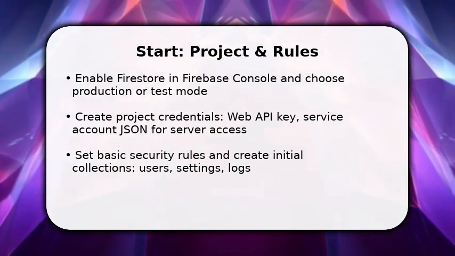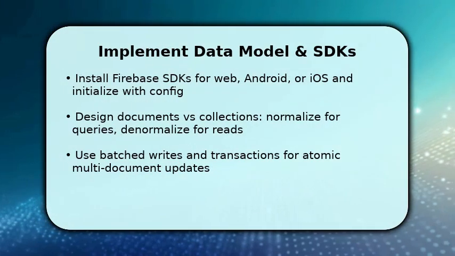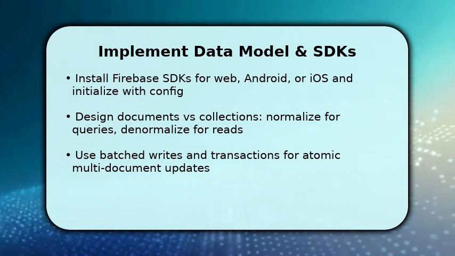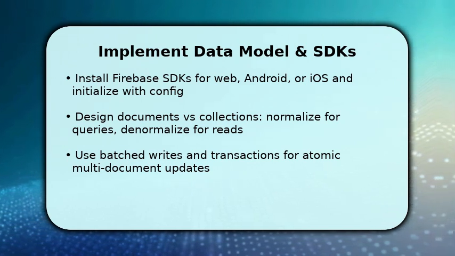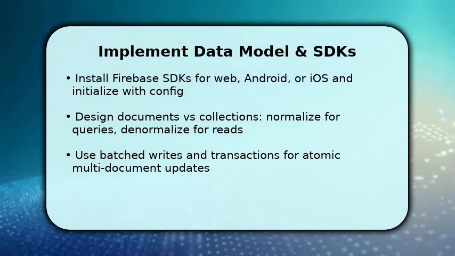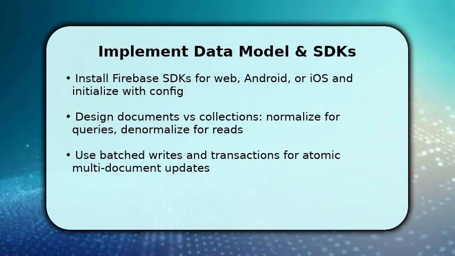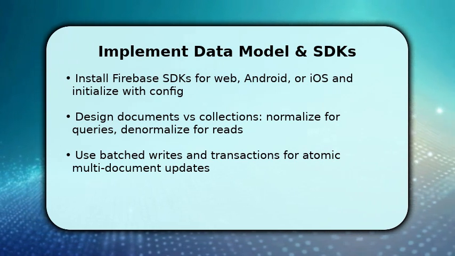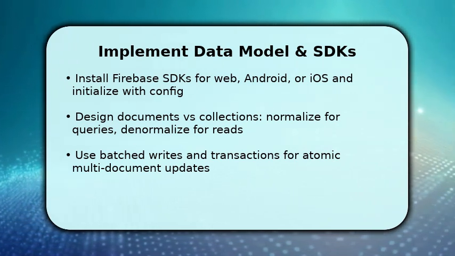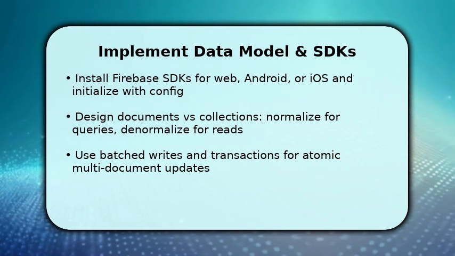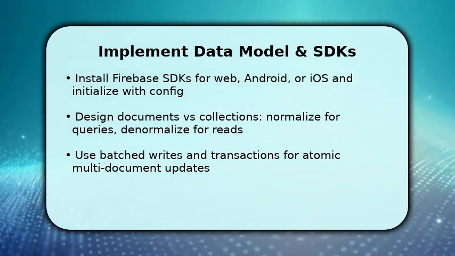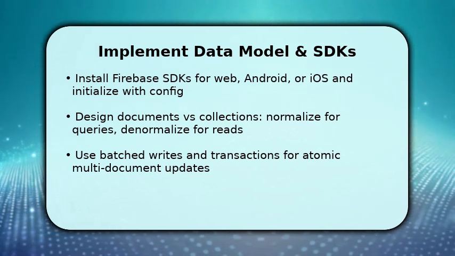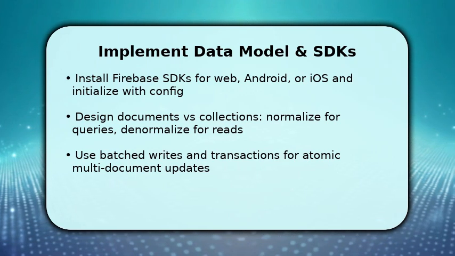Now you implement your data model and integrate SDKs. Install and initialize the Firebase client for your platform using the config you created. Understand why collections and documents map to your app's access patterns. Normalize for storage efficiency, but denormalize when reads must be fast. Use batched writes and transactions where consistency matters because they ensure atomic updates across documents. Also, add indexes for complex queries and monitor quota usage so your queries stay performant as traffic grows.